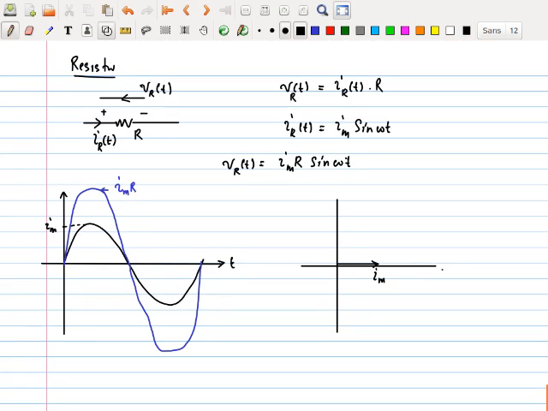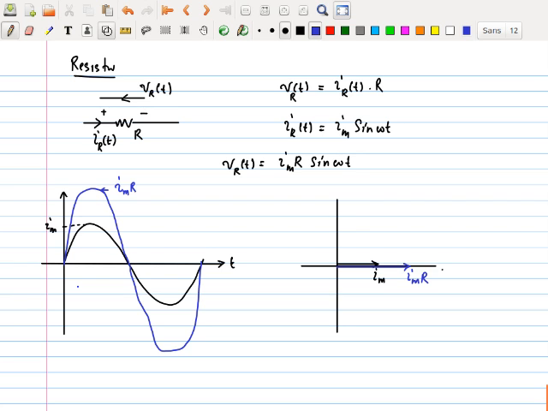What would be the phasor diagram for Vr of t? Now Vr of t still is going in the same direction, but the amplitude is a little higher. But you realize both of them are on the horizontal axis because there is no angle in this equation. So this is the AC, alternating current representation of a resistor.